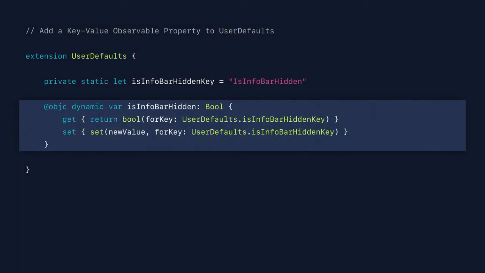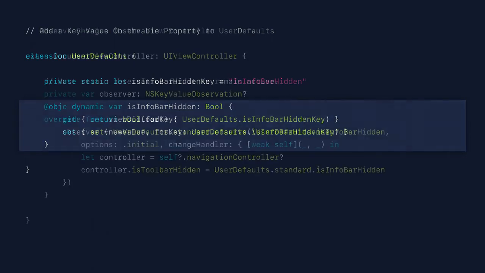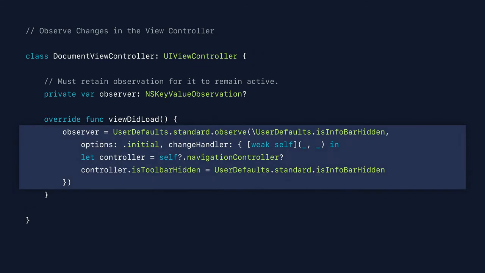The first is to define a property on user defaults via an extension. This will give me a key path that I can use for key value observing. Here, I have my isInfoBarHidden Boolean property, and I implement it in terms of the existing get and set methods on user defaults. Next, I go over to my view controller, where I register an observation on the standard user defaults. It takes that key path that I just defined in my extension and a change handler, which encapsulates the work that I want done anytime that value changes.